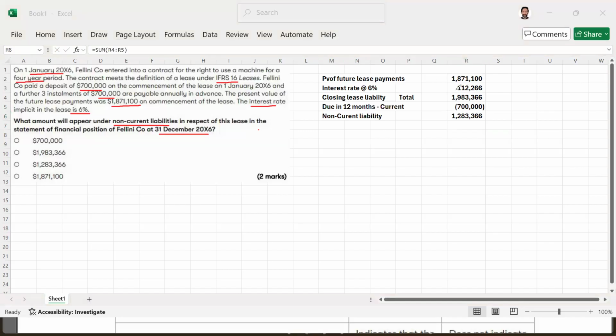So I first of all calculated the total liability. I took away the portion that has to be settled within 12 months, and I came across what is due after 12 months. So this is the non-current liability, that makes it the third option. Okay, so I hope this is clear. This was the case of advance payments. Yes, students, are we comfortable with this one?